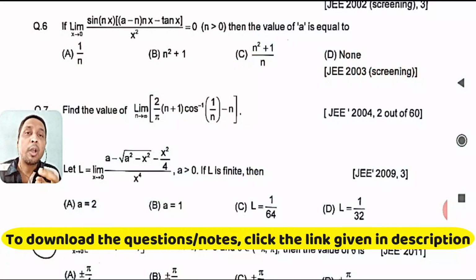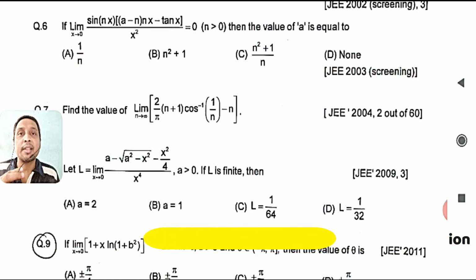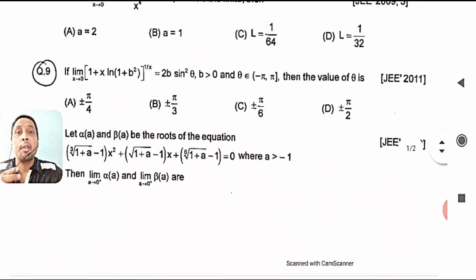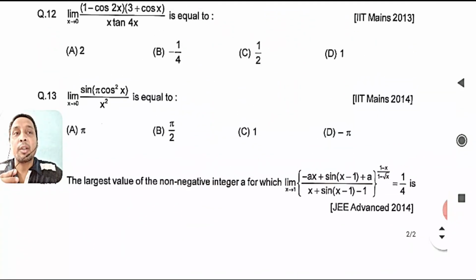Okay students, welcome you all to this new lecture in advanced level, where we are solving previous year IIT JEE questions on limits. So in this lecture we will be solving question number 6 to question number 14. Okay, then let's try to solve all these questions.